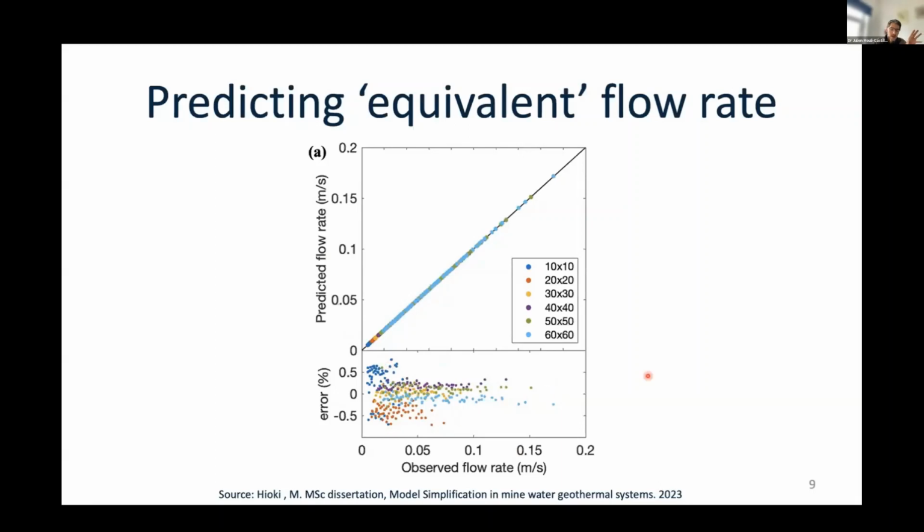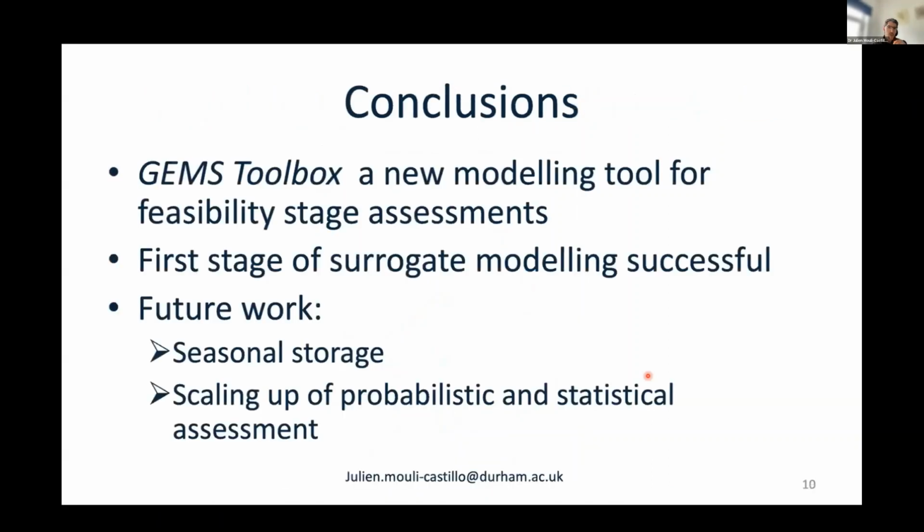So this means that it looks like we have a way to start thinking about developing surrogate models for certain sections of the mine plans once we've done an initial simulation. So in conclusion, the GEMS toolbox is a new modeling tool for feasibility stage assessment. This we're currently actively working on. The first stage of the surrogate modeling has been successful, and we are looking to implement seasonal storage and the scaling up of probabilistic and statistical assessments as part of the toolbox.